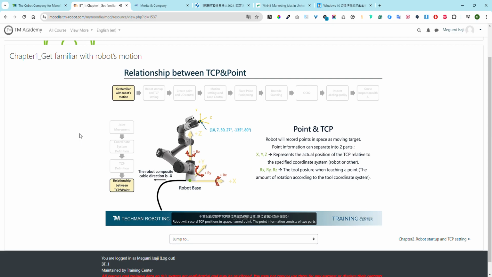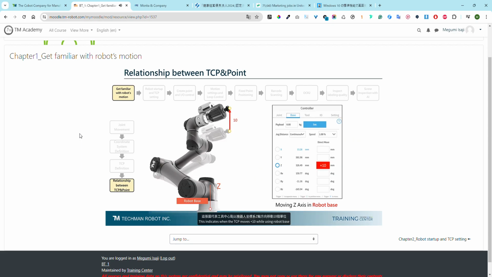Robot will record TCP positions in space, named points. The point information consists of 2 parts. X, Y and Z is the actual position of the tool center point according to the specified coordinate system. Rx, Ry and Rz indicate the orientation of the tool when the point is saved.